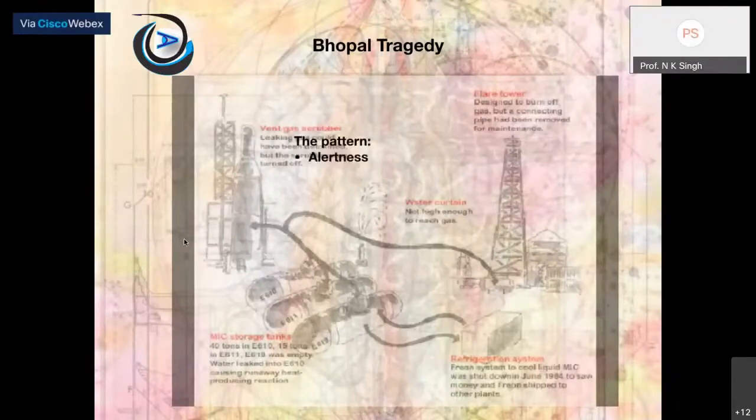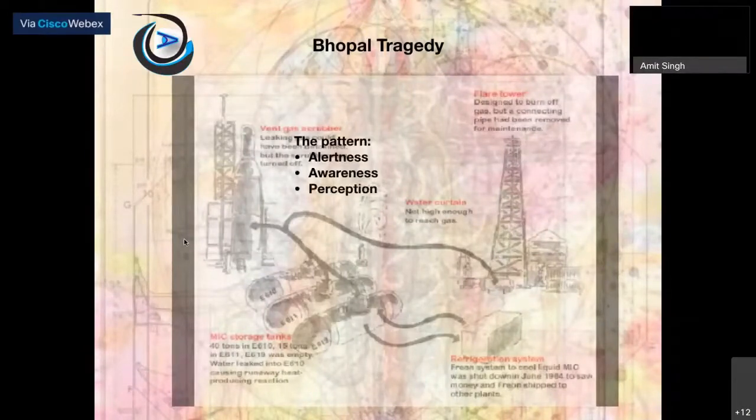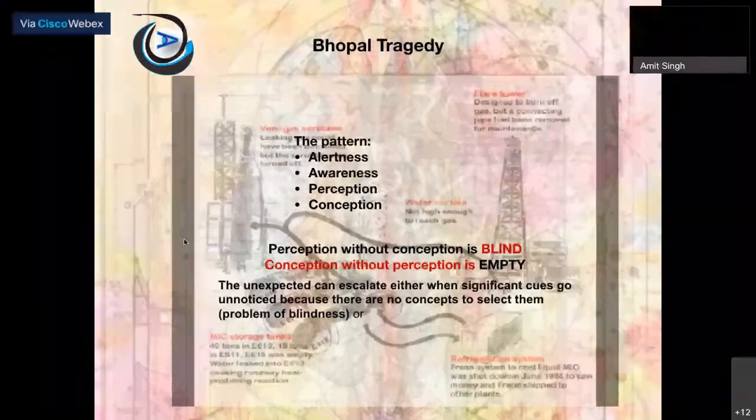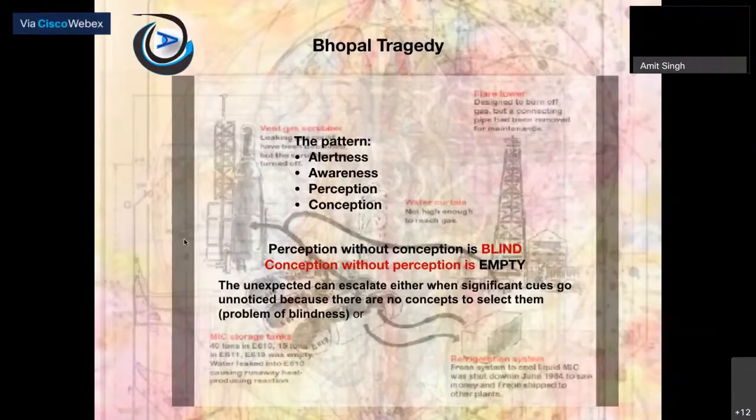In the pattern industry, there is a need for alertness, awareness, perception, and conception. If we discuss perception and conception, perception without conception is blind. If you perceive something, you get a smell, but the conception is not there, then you're blind. On the other hand, conception without perception is empty. If you just see something and you don't perceive, you cannot think what's going to happen. It's basically empty. So the unexpected can escalate when significant cues go unnoticed because there are no concepts to select them. That is the problem of blindness.